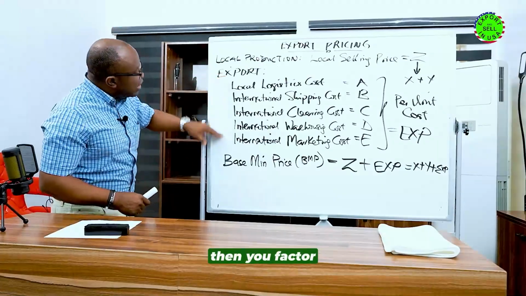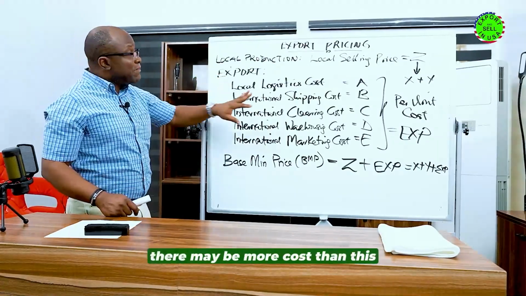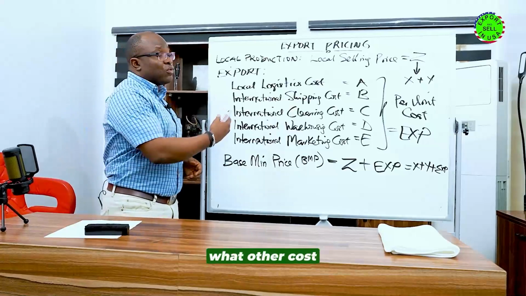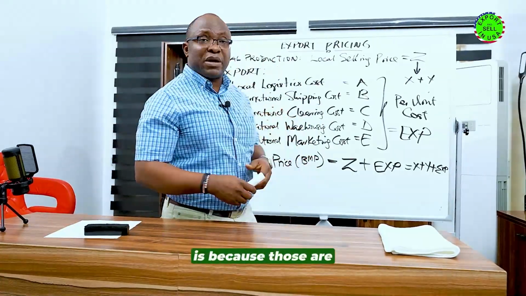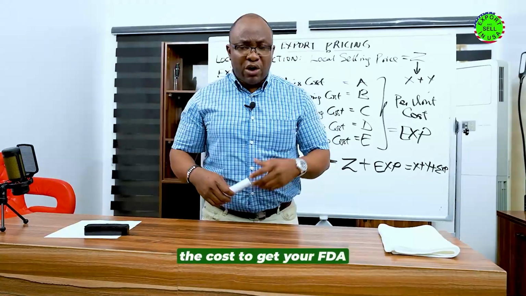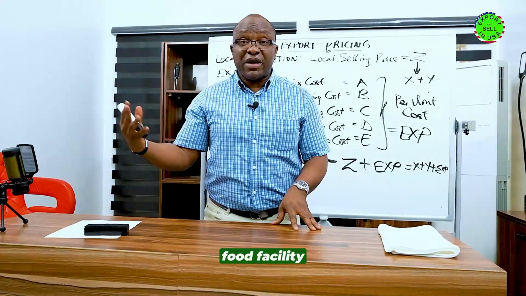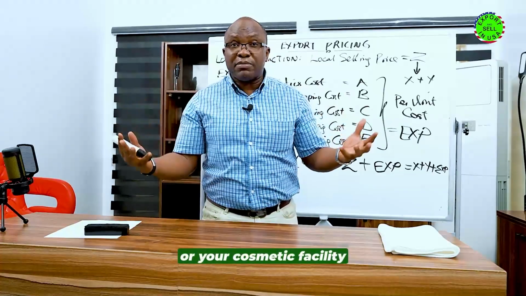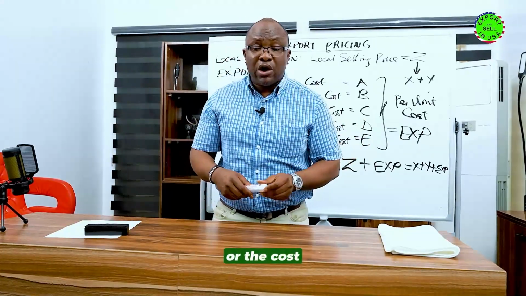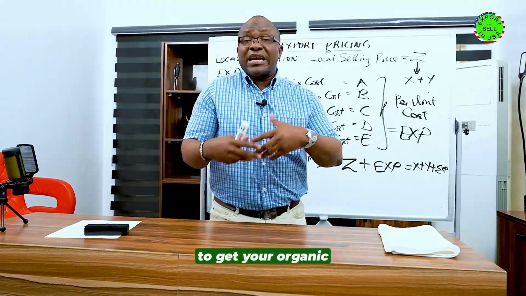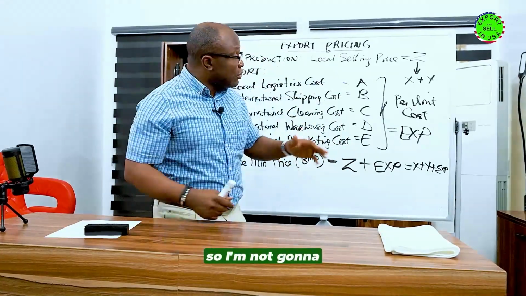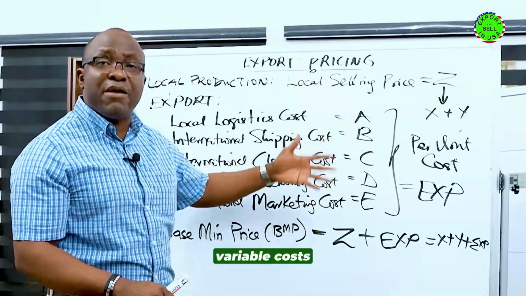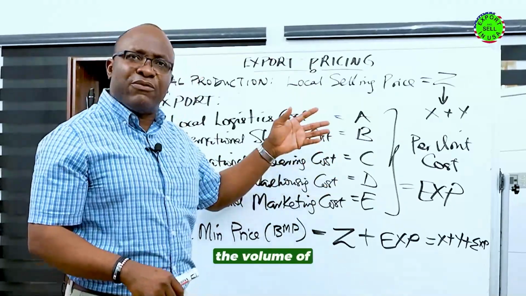Then you factor in your export costs. There may be more costs than this. What other costs could you have here? You could have your licensing costs. Why I didn't put it there is because those are one-time costs. The cost to get your FDA food facility registration or your cosmetic facility registration, or the cost to do some licensing to get your organic certifications, those are one-time costs.